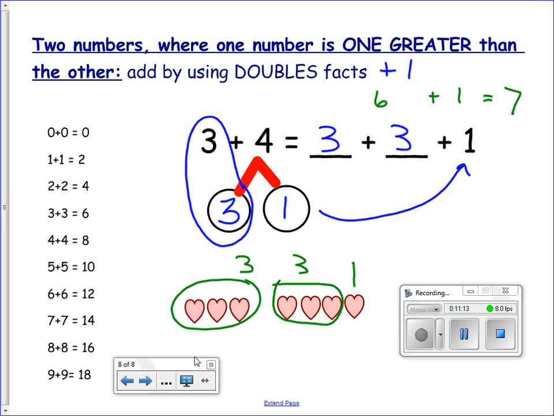I hope you found this video very helpful in learning how to add one-digit numbers, two-digit numbers by grouping tens and ones, and how to add by using doubles facts. We obviously don't expect all these skills to be mastered yet, but it's more of an introduction for us to solve addition problems more efficiently and effectively later on in life.